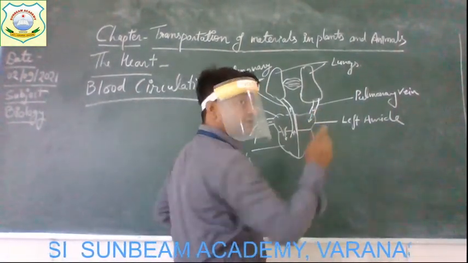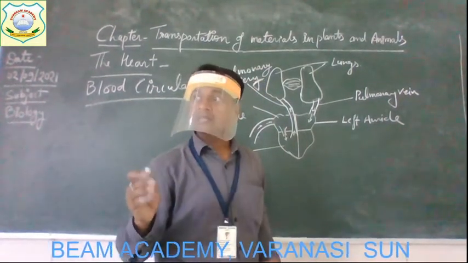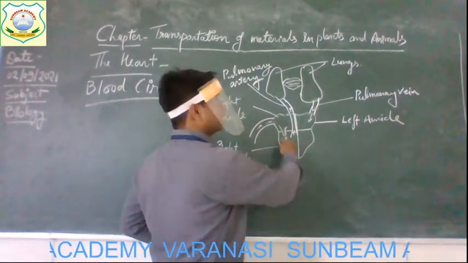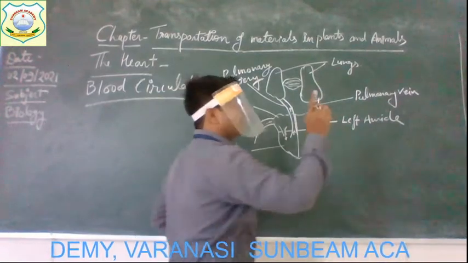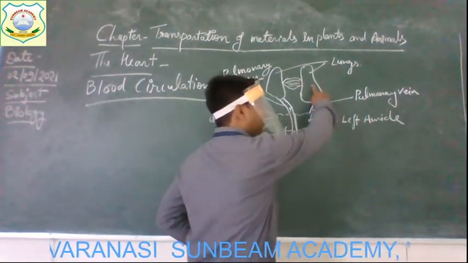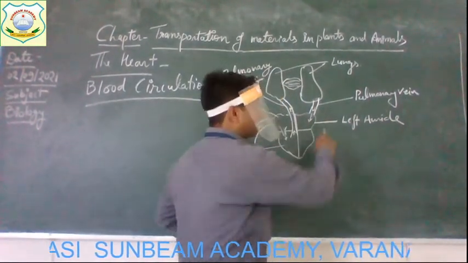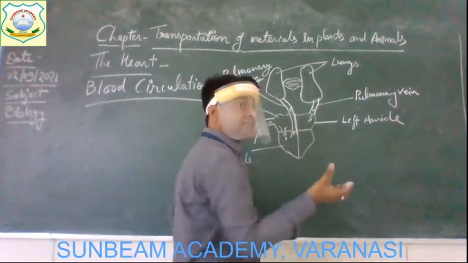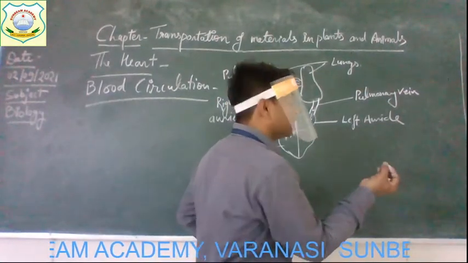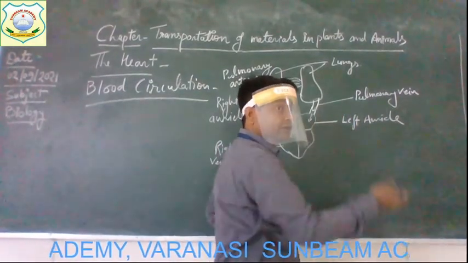This is pulmonary vein. What is the difference? Through pulmonary artery, deoxygenated blood moves from right ventricle to the lungs. From pulmonary vein, the oxygenated blood comes from lungs to left auricle. Get it? And how does this blood come here? Because at that time the left auricle gets relaxed. So when the left auricle expands, it receives the blood from the lungs through pulmonary vein.